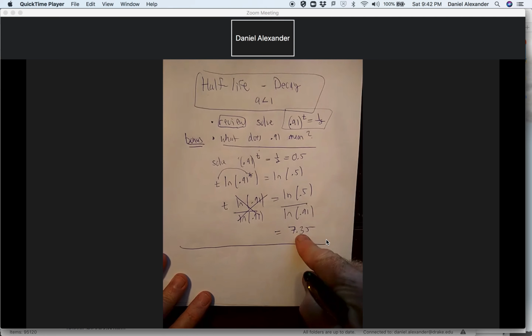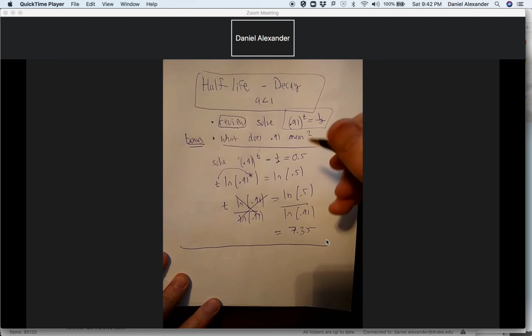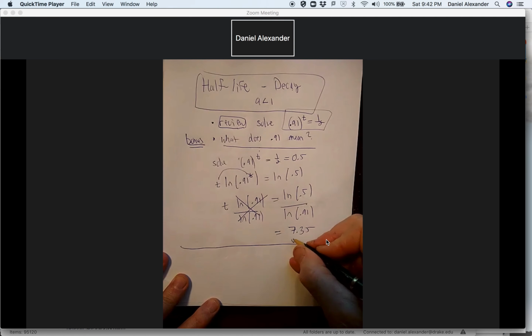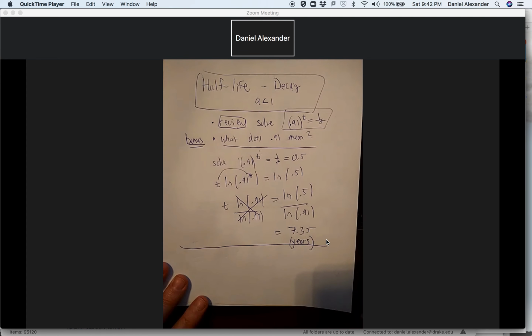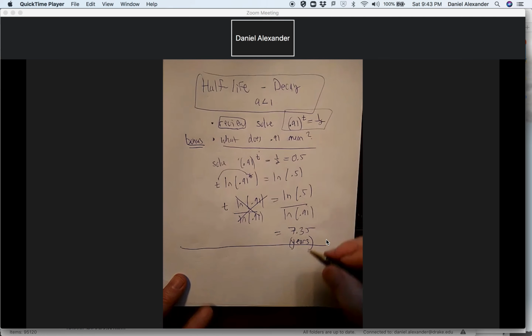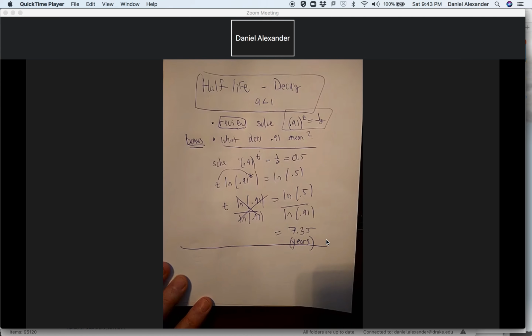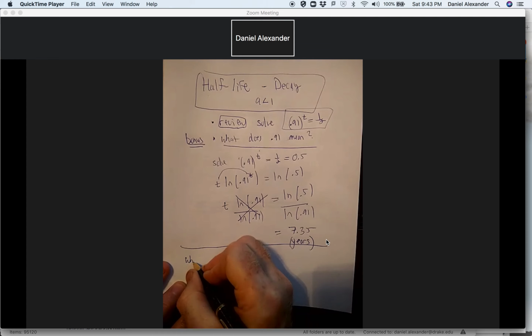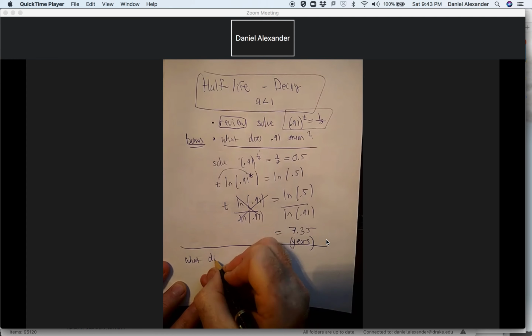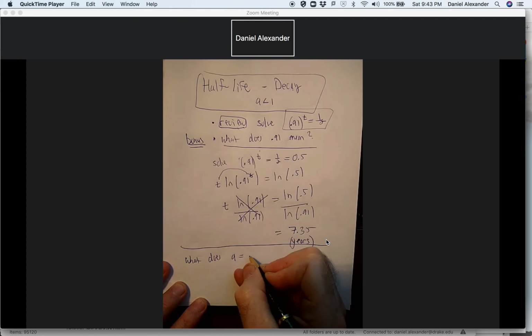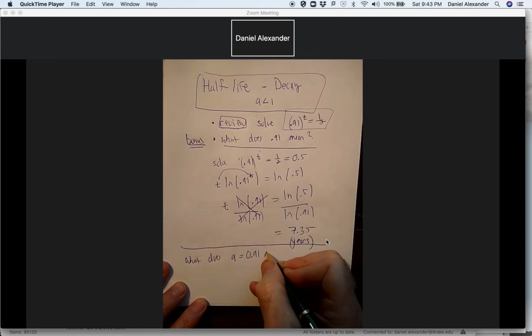That means the half-life is 7.35. So let's say that t is years. That would be 7.35 years. It could be days, it could be hours, it could be something else, or infection cycles. Okay, so what does a equal 0.91 mean?